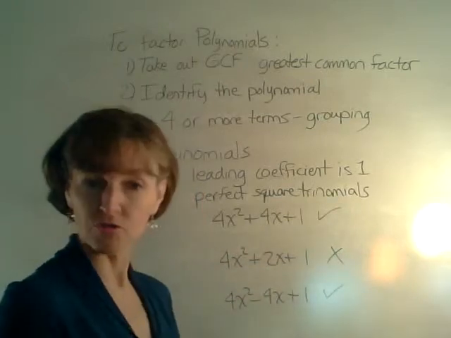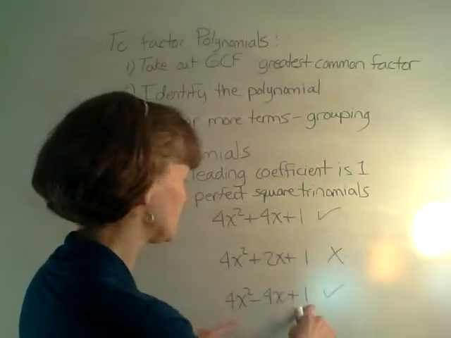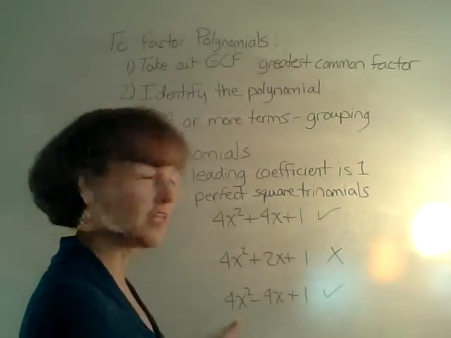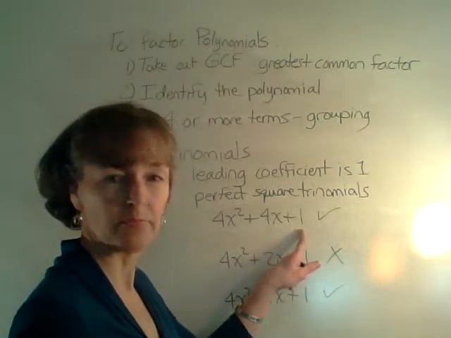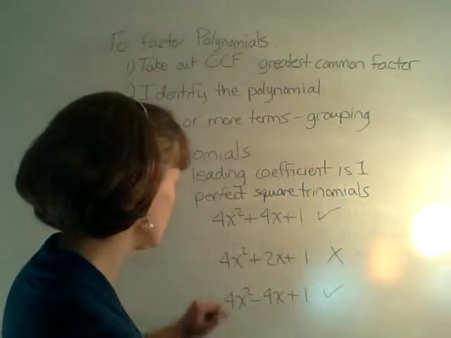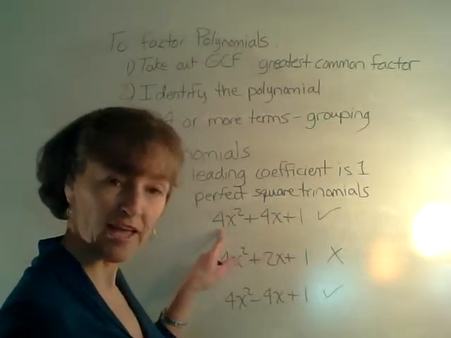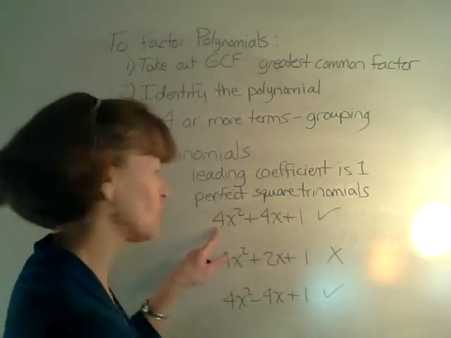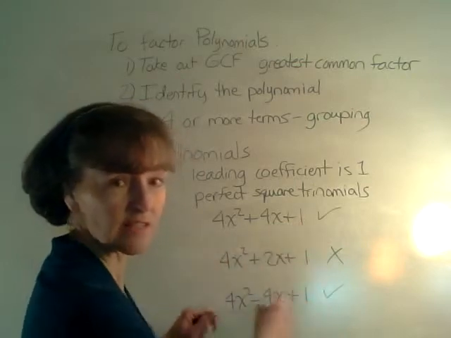Here's what you look for to know that you have a perfect square trinomial. The first and last terms must be perfect squares. Now, don't forget that 1 is a perfect square. The square root of 1 is 1. So 1 is a perfect square, and 4x squared is a perfect square. The square root of 4x squared is 2x. 2x times 2x equals 4x squared. So these are both perfect squares, and you see each one of these trinomials has those terms.